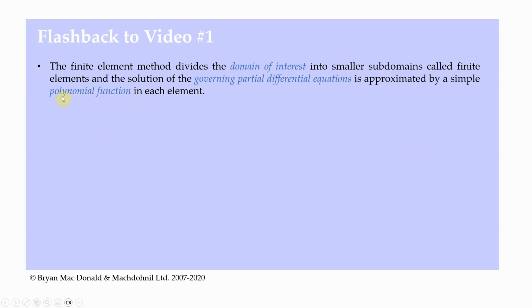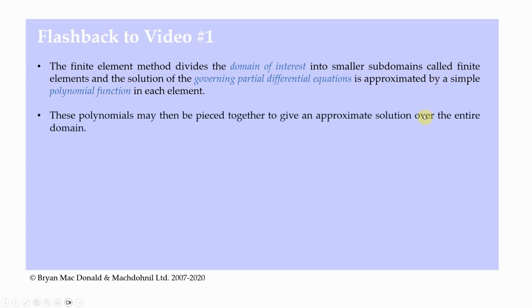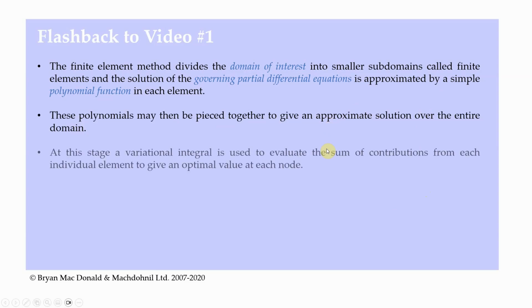This term here, the simple polynomial function, this is the interpolation function which we're going to be talking about in this video. So the mention of the interpolation function as a polynomial function comes in the first bullet point here in this slide. But again, if we just work our way down through the description of the finite element method, these polynomials may then be pieced together to give an approximate solution over the entire domain or the entire problem. And at this stage, a variational integral is used to evaluate the sum of the contributions from each element to give an optimal value at each node.